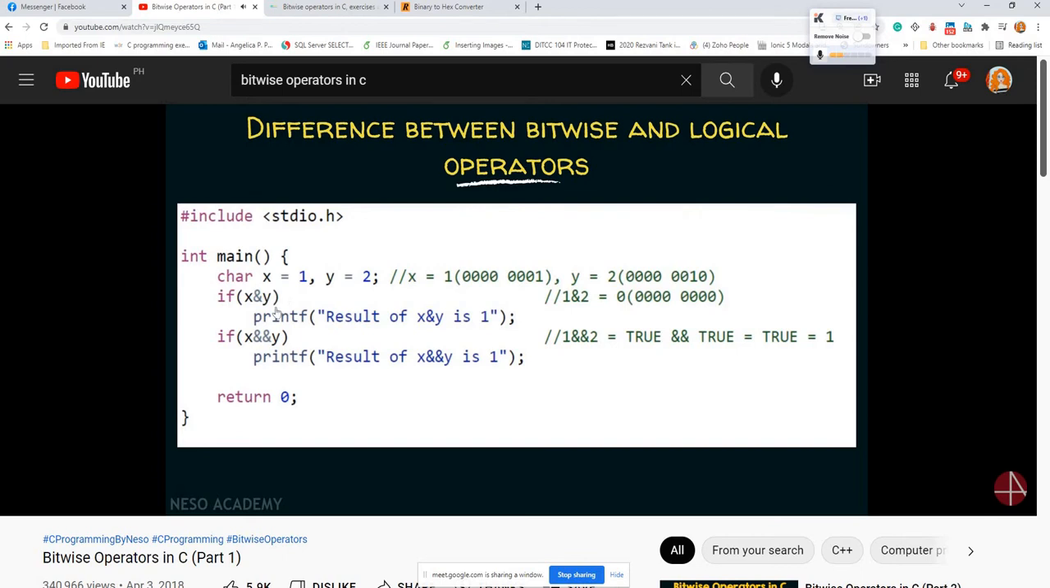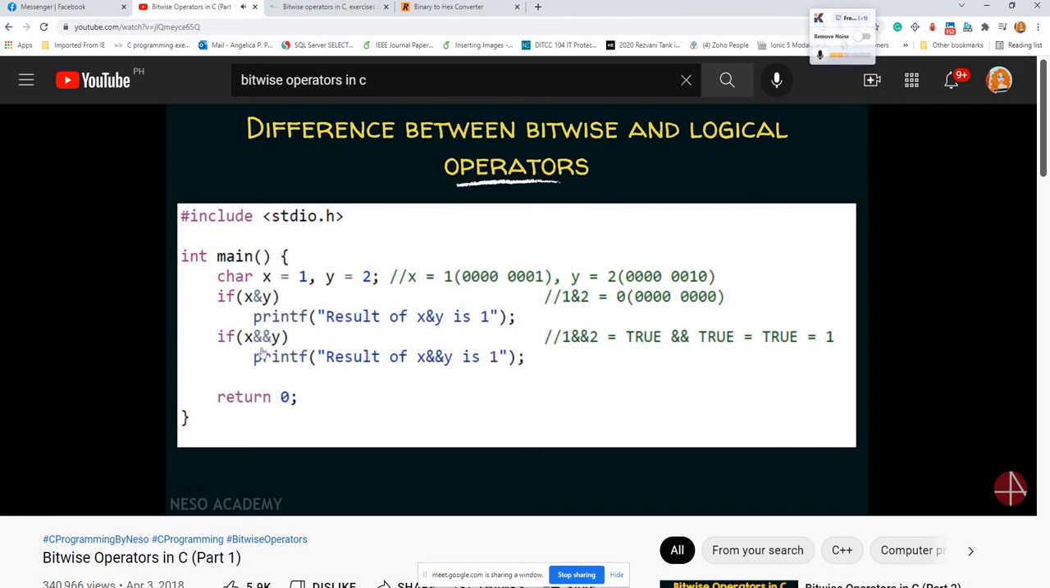Now let's understand the difference between this bitwise AND operator and the logical AND operator. When we perform bitwise AND between these two numbers, 1 and 2, what would be the result? 1 bitwise AND 2 is equal to 0. Isn't that so? 0 simply means false, which means the condition inside this if construct is not satisfied, therefore this printf function will not be evaluated.